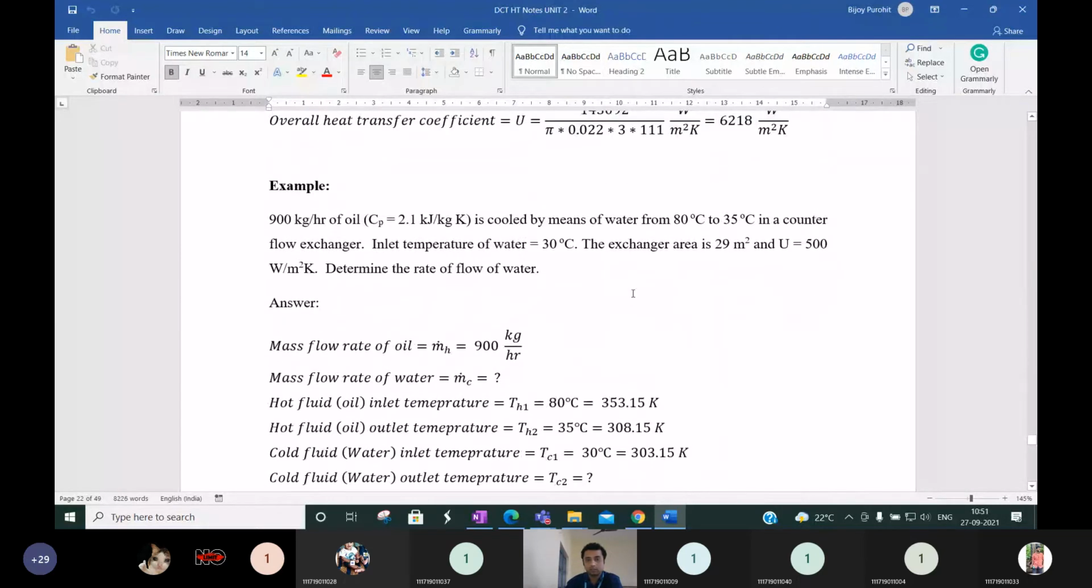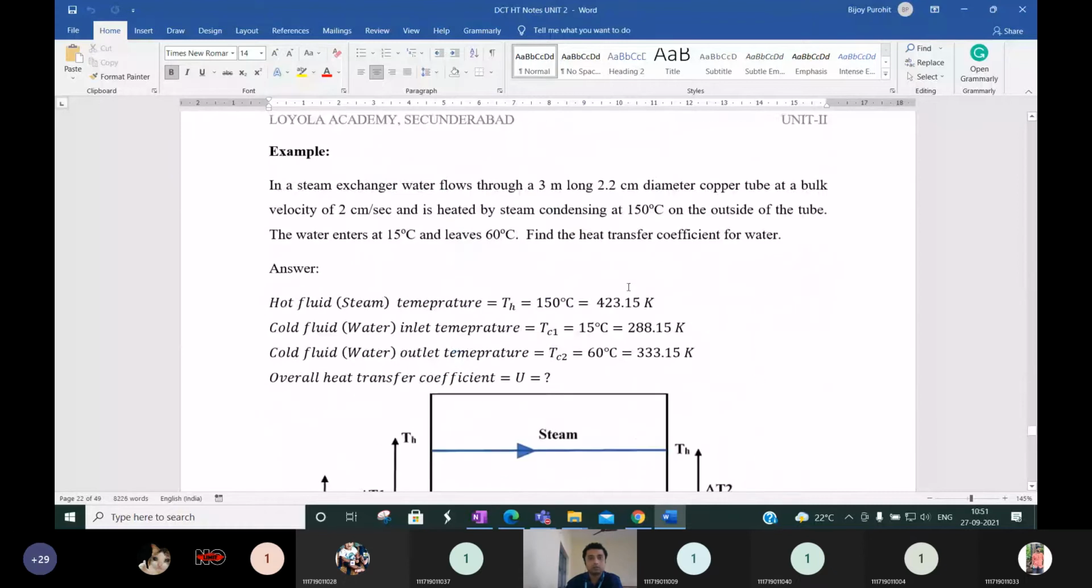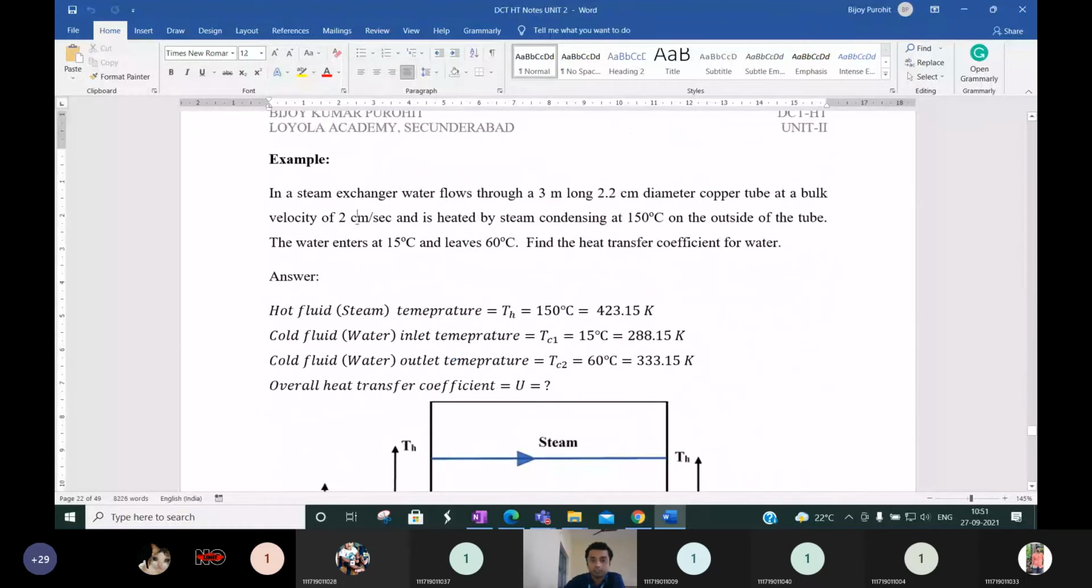Yeah, this question, I think, no, above one. It is 2 meter per second.